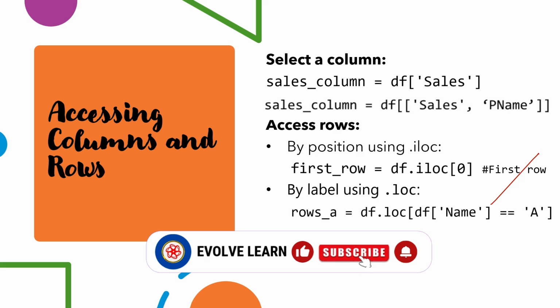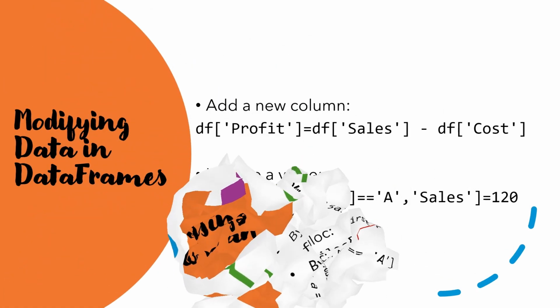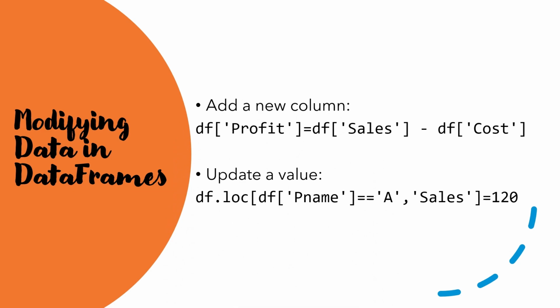Next, we will learn about how to modify data in data frames. Modifying data is essential for cleaning, updating, and transforming datasets to meet specific needs. If you want to add a new column profit, you can add it by subtracting the cost column from sales. With this, the new profit column will be created.